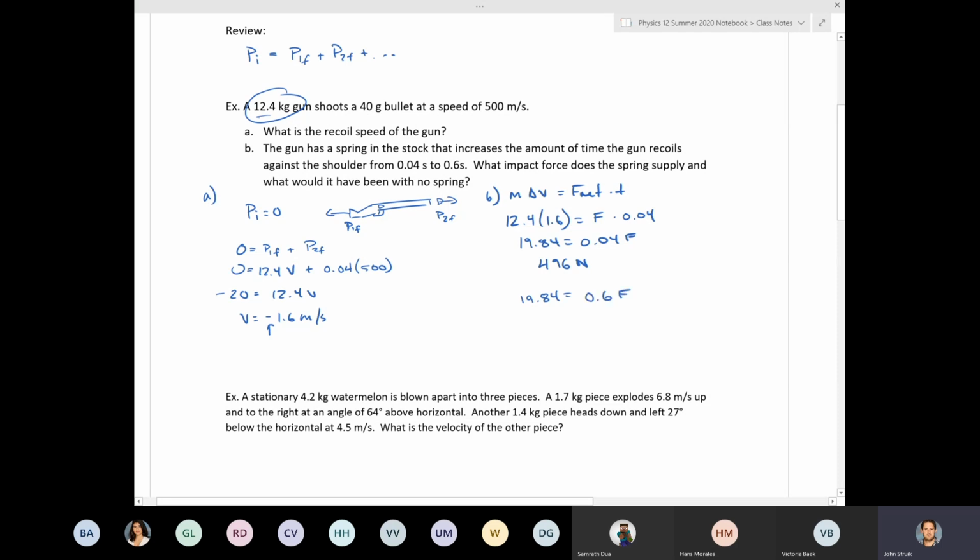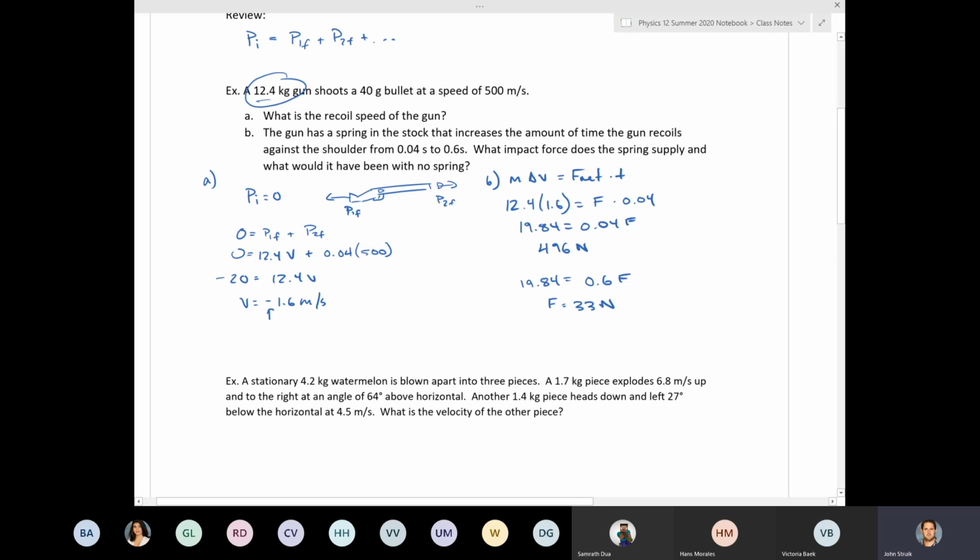But with the spring, 19.84 equals, and we change that time to 0.6 times F. So 19.84 divided by 0.6, and you get a force of 33 newtons. So even a little bit of absorption changes the force quite drastically. That's the whole point of absorbing and increasing the amount of impact time. It's a big theme in this unit.